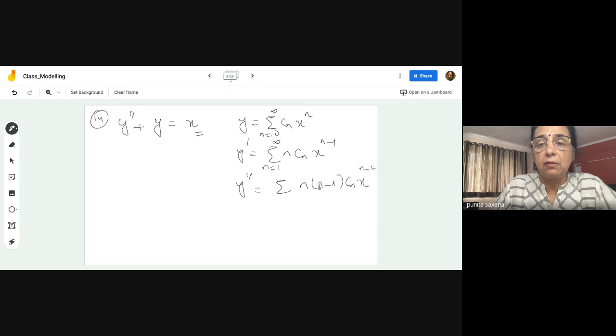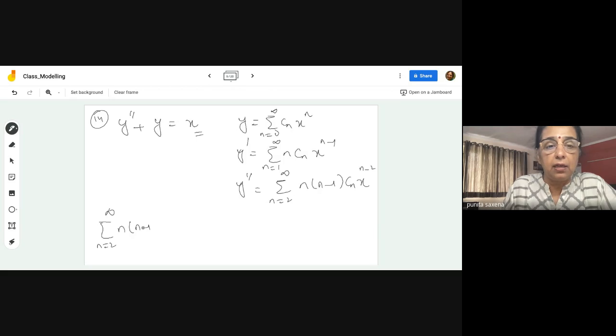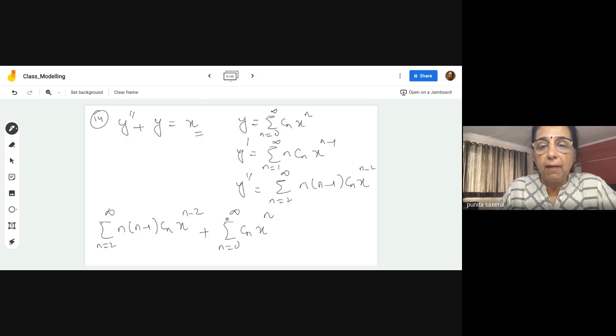Cn x to the n minus 2, and n from 2 to infinity. And when I substitute in this differential equation, I get summation n from 2 to infinity n into n minus 1 Cn x to the n minus 2, plus y, which means summation Cn x^n, n from 0 to infinity, and minus x equal to 0. Right?